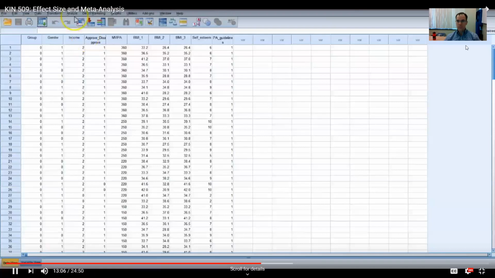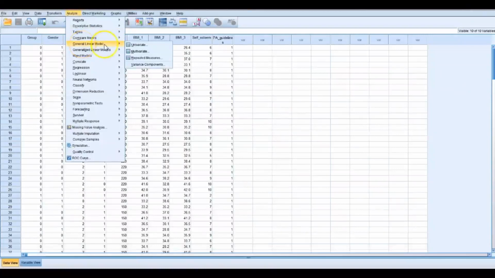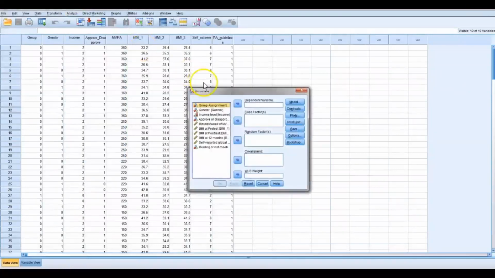If you're tuning out at this point, that's your prerogative. So for the General Linear Model, I'm going to go to Univariate. And now again, we've got our dependent variable. We need to say that's moderate to vigorous physical activity. Our fixed factor is group assignment, either 0 or 1, so it shouldn't change.